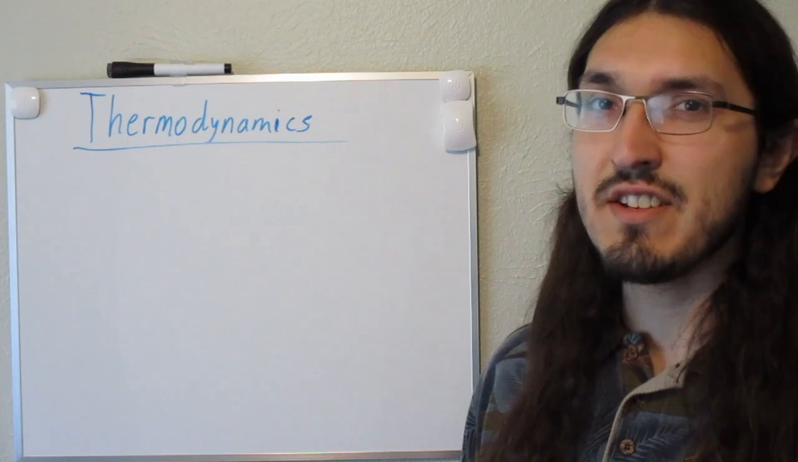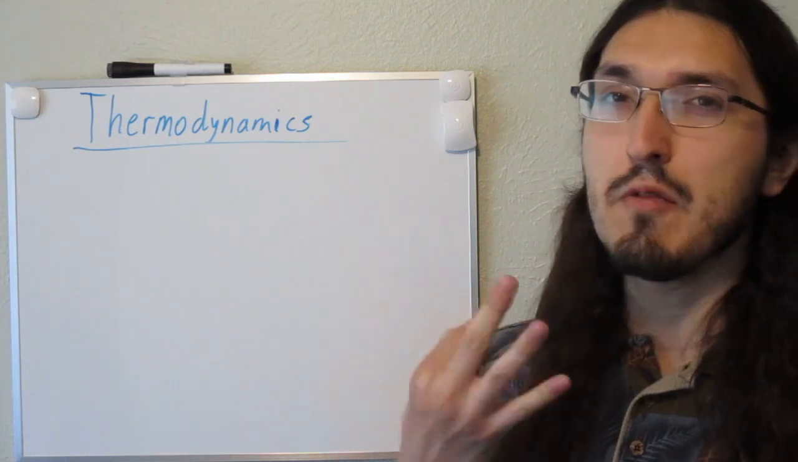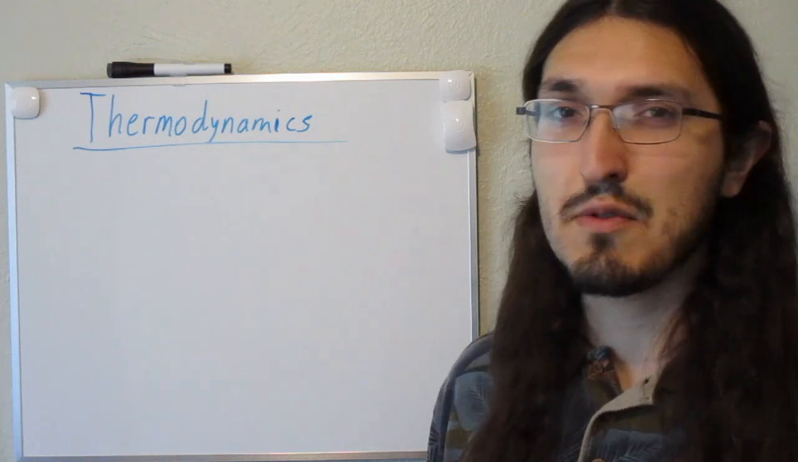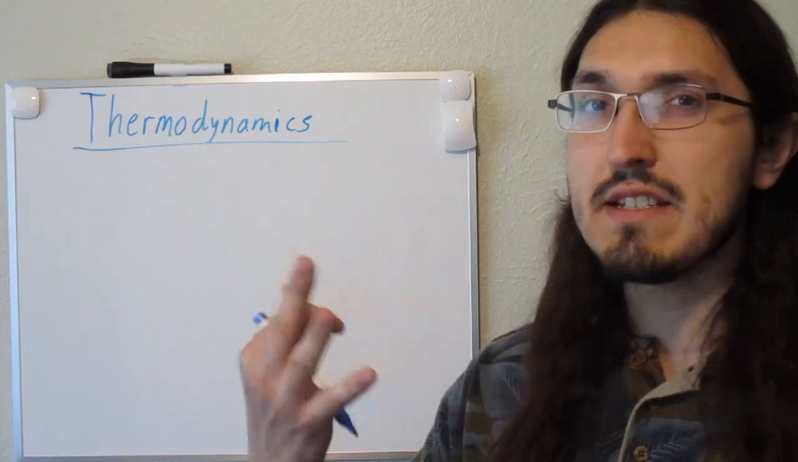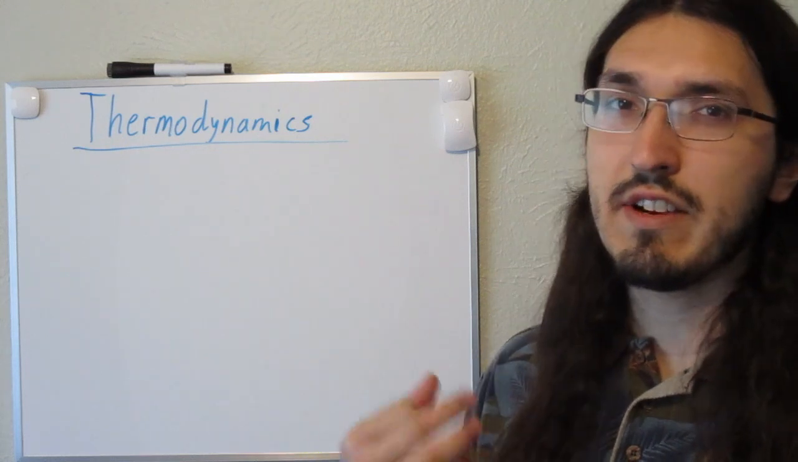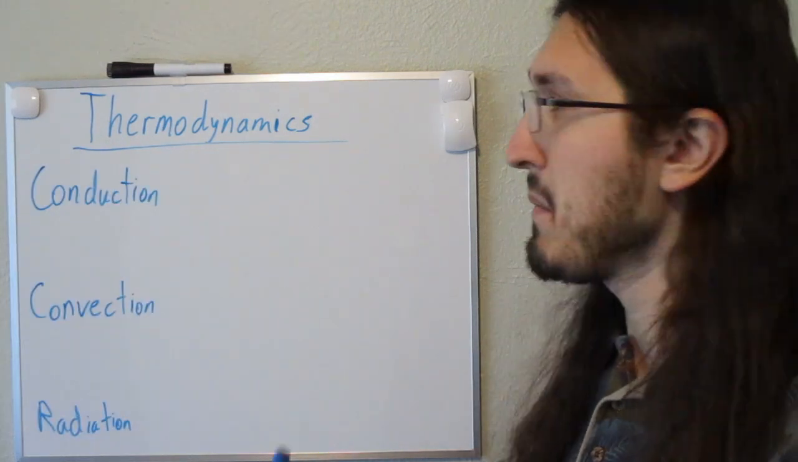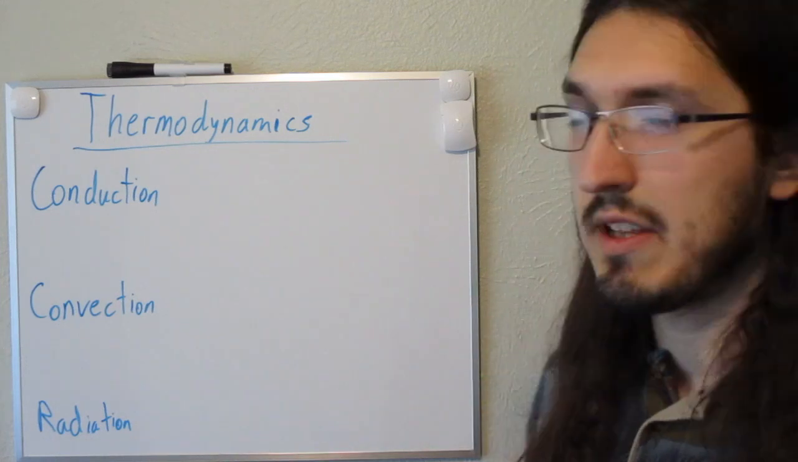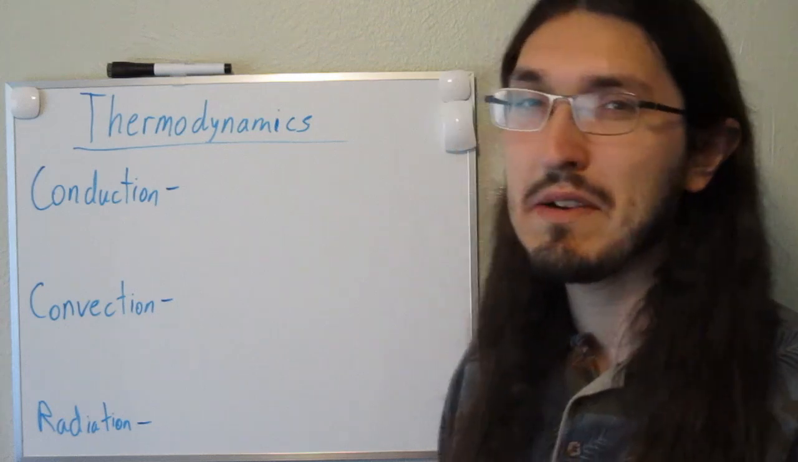To get started on this unit, I'm going to talk about 3 different ways heat can be transferred, and you might remember some of these terms from a previous science course that you've taken, but the 3 ways heat can transfer are conduction, convection, and radiation. In this video I want to at least talk about what these 3 things are and examples of each one of them. First method of heat transfer that I want to talk about is conduction.